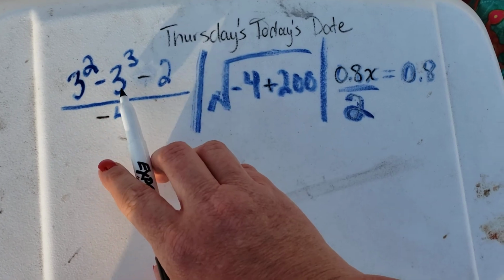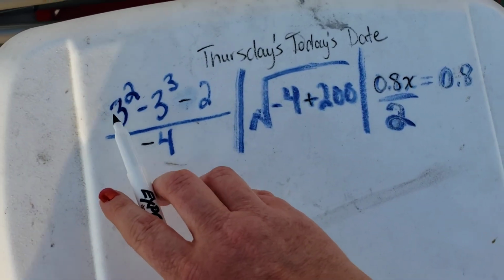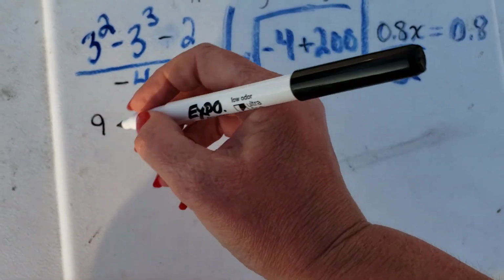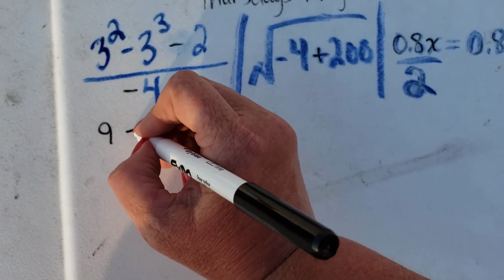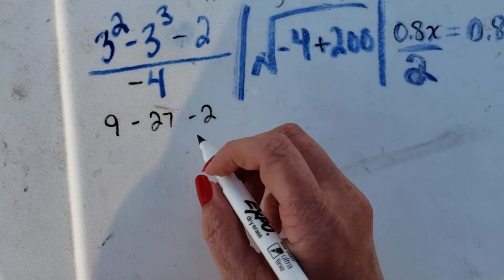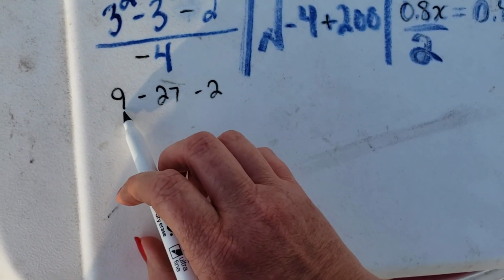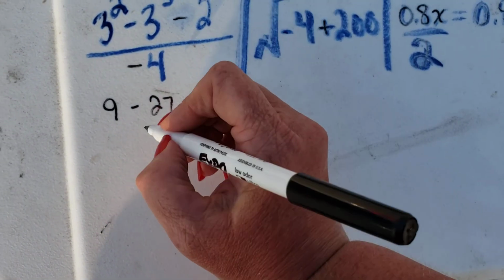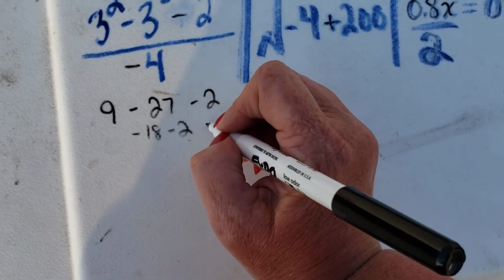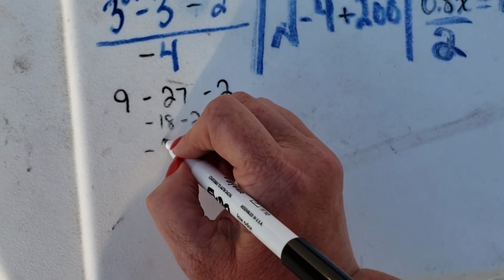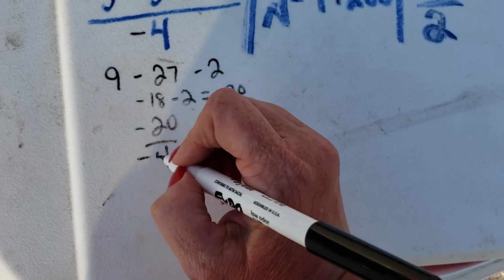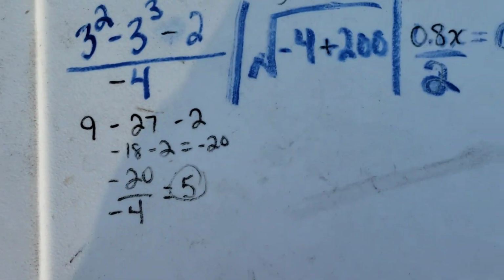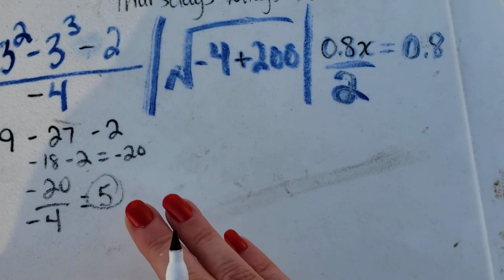You got to find out what 3 to the third is. And remember, 3 times 3 is 9. So 3 squared is 9. 3 to the third is 3 times 3 is 9, 9 times 3 is 27. And then minus 2. We're not going to worry about that yet. 9 minus 27 is going to give us -18. -18 minus 2 is -20. So we've got -20 over -4. And -20 divided by -4 is a +5. So there's our day. Excuse me, that's our month.